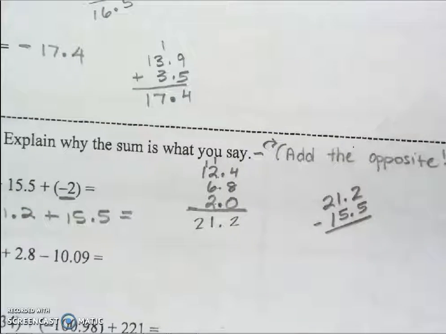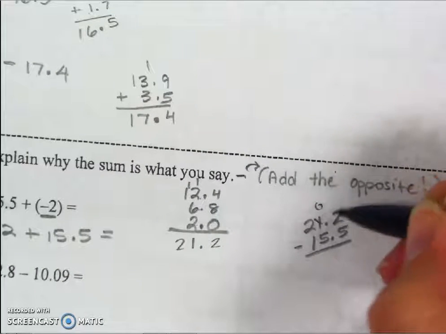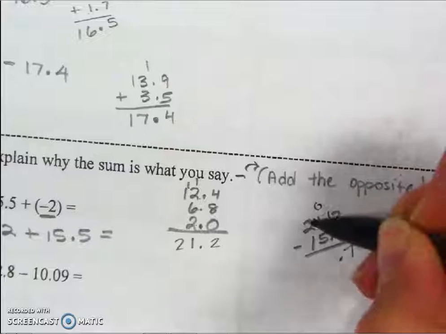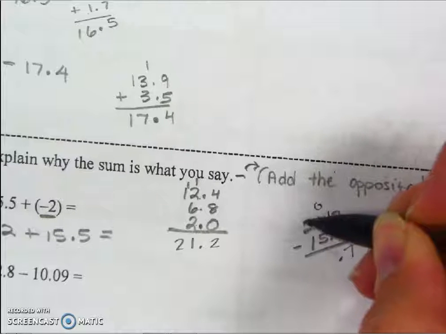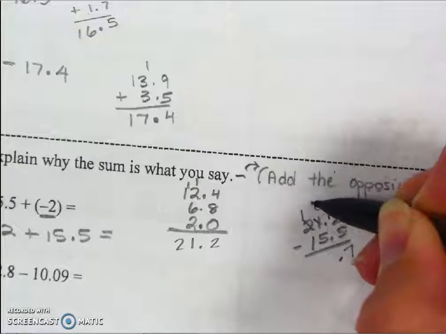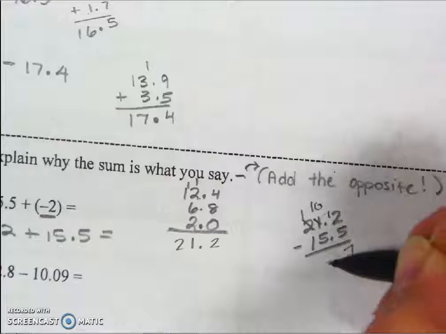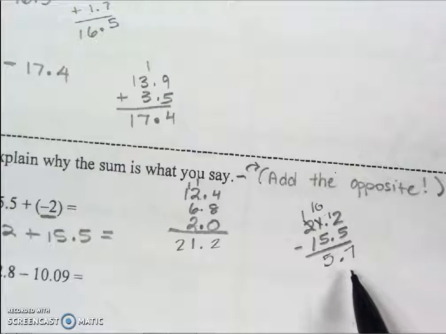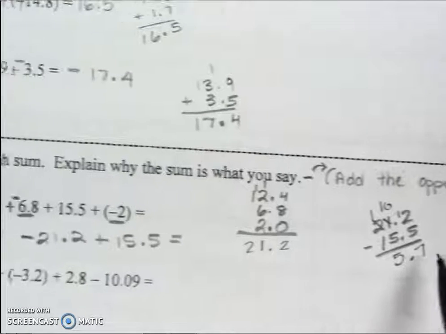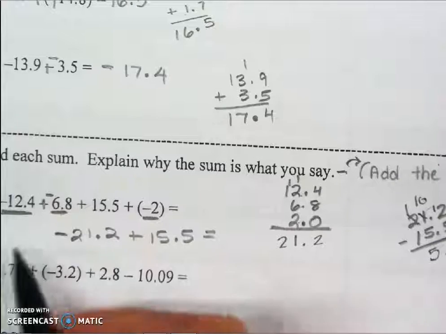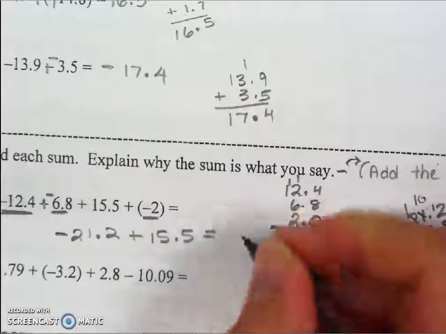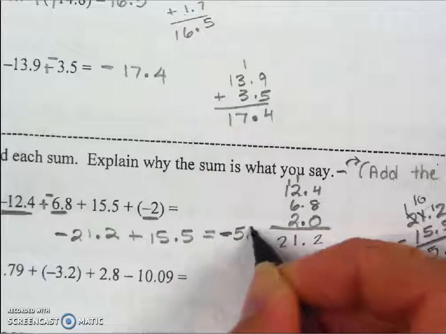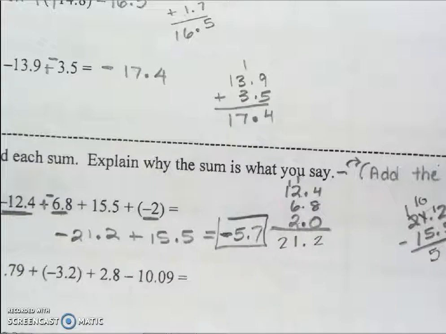All right, I can't take 5 from 2, so I will borrow, make that a 0, make that a 12. 12 minus 5 is 7. Bring down the decimal. We can't subtract 5 from 0, so let's borrow from the 2, make it a 1, make that a 10. 10 minus 5 I can do. 10 minus 5 is 5, and 1 minus 1 is nothing. So I would have a difference there of 5.7. Now I bring it back to my answer part. I had more negatives, so my answer is actually going to be negative 5.7. There's my answer.